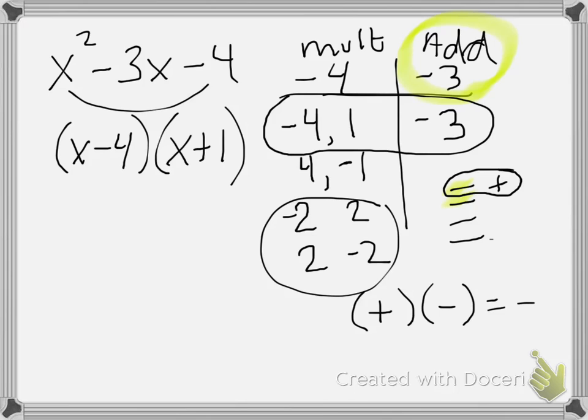Okay, and then you always double check it. So when these two are negative, you'll always get a negative and a positive.